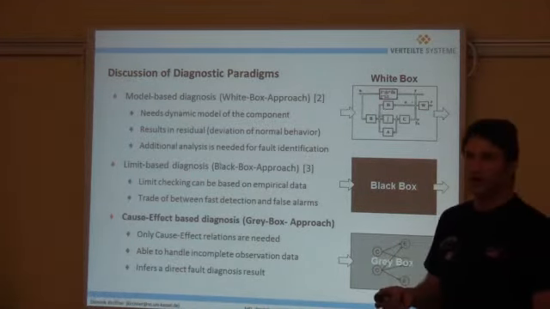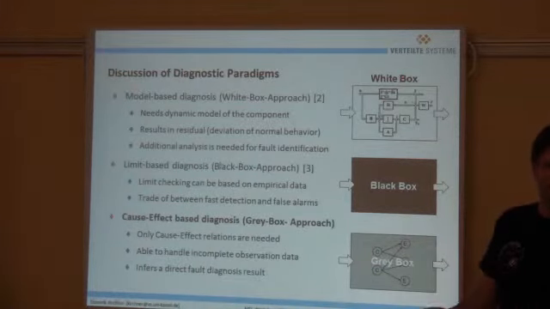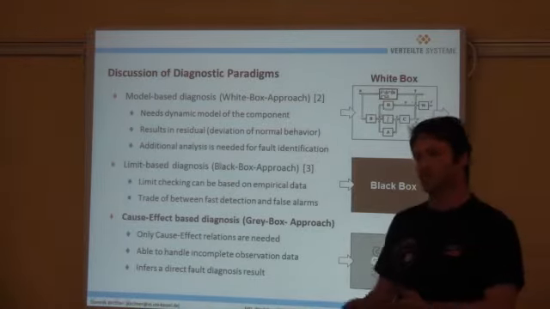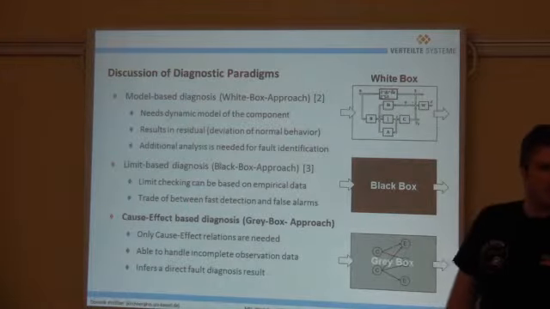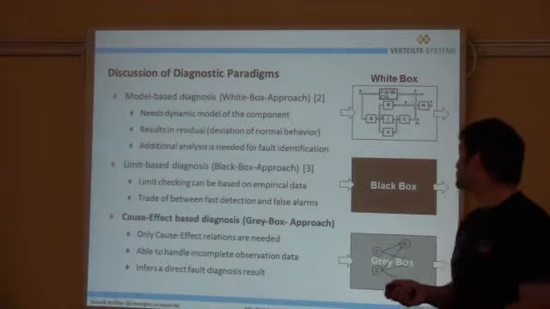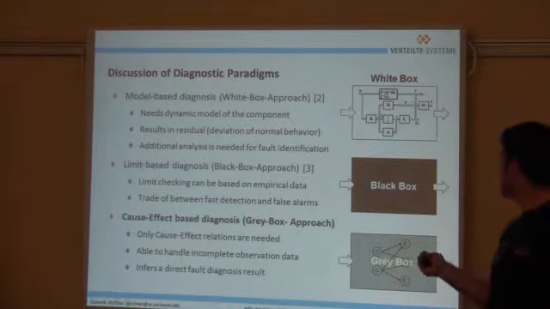Your model gives you an output. You compare the outputs and get some residual out of that. If you have a big residual, it's a pointer that you should have a problem. The problem with that approach is if you don't have a very good dynamic model, the results are not too good. The opposite to that is, of course, the black box model.